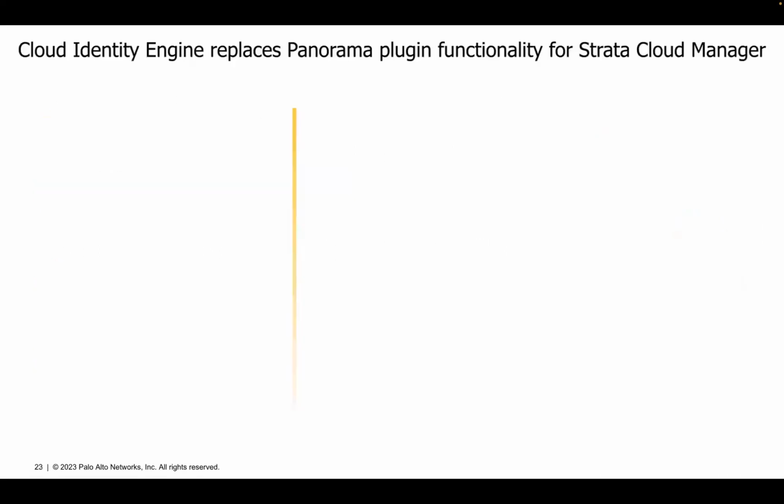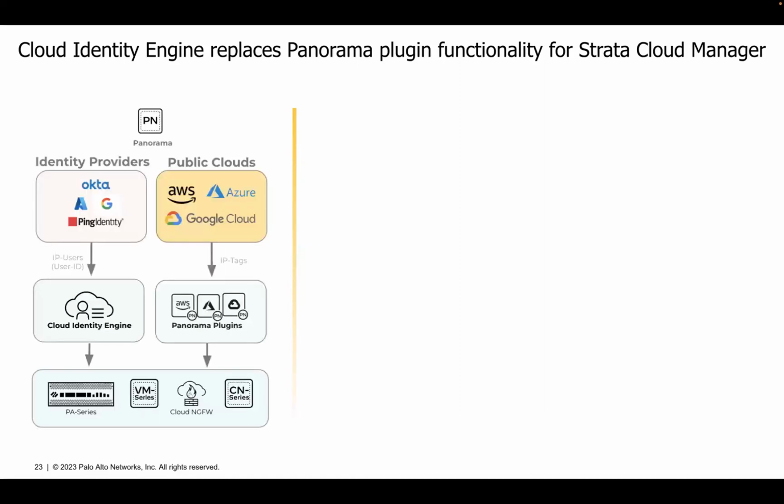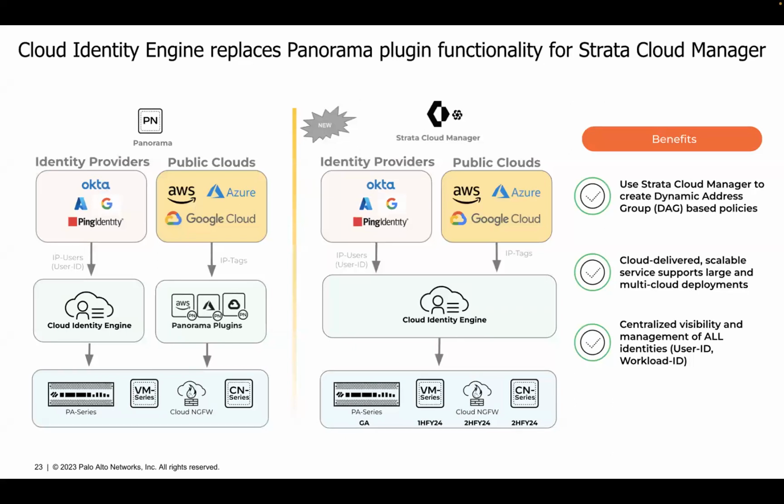To do that, we'll have to figure out how the Panorama plugin functionality is going to be replicated, right? Today we have these plugins that are very powerful that allow us to collect dynamic address group information from things like ACI or from NSXT or from Azure or from AWS, and allow us to create dynamic groups based on that. So for the public cloud, that model will essentially move to the cloud identity engine.